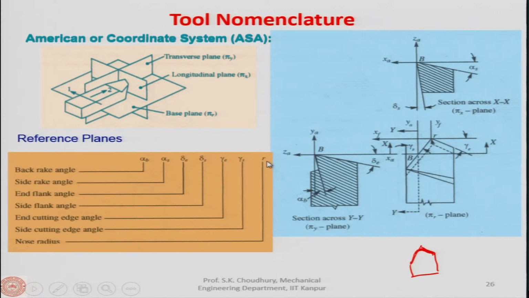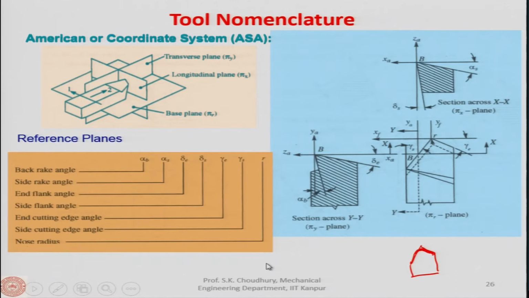After that, this is a nose radius. Now, another thing is the flank angle and the clearance angle are the same. In some books you will find it given as a flank angle, in some books it will be given as a clearance angle. Okay. These are the same thing.